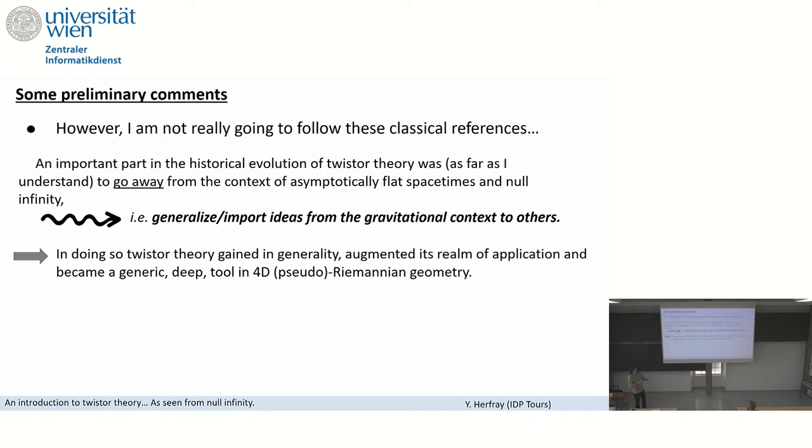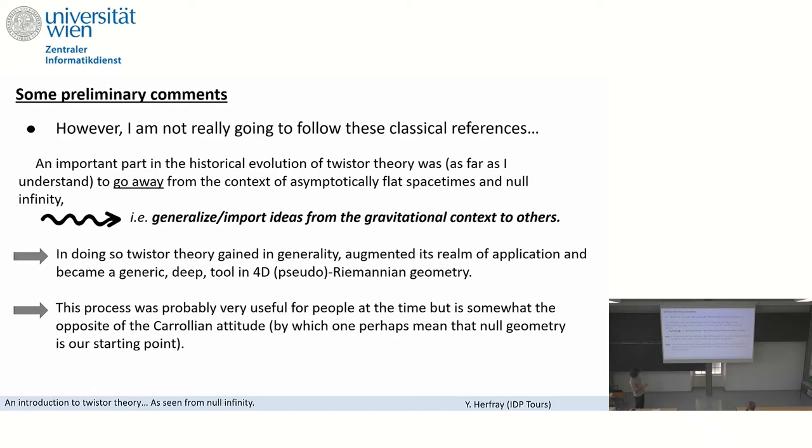And in this sense, by forgetting about null infinity and gravitational radiation, twistor theory became a much deeper subject. It became what it is nowadays, which is just classical tools in four-dimensional pseudo-Riemannian geometry. So you can perfectly learn all these things. The typical way of teaching twistor theory doesn't refer whatsoever to the existence of null infinity or Lorentzian signature, because you really have in mind applications which are more general and deeper than that.